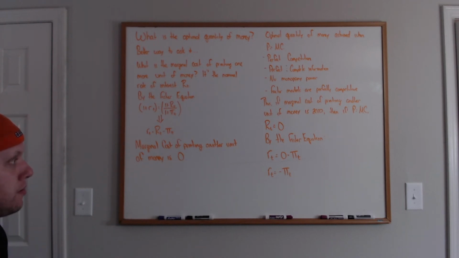By the Fisher equation, the real rate of interest equals the negative of the inflation rate. So we would actually see a rate of deflation, but that rate of deflation would be equal to the real rate of interest. So if the real interest rate was 2%, right, if you're earning 2% on any particular asset, that goes through that process I was explaining earlier, then the rate of inflation would actually be negative 2%.